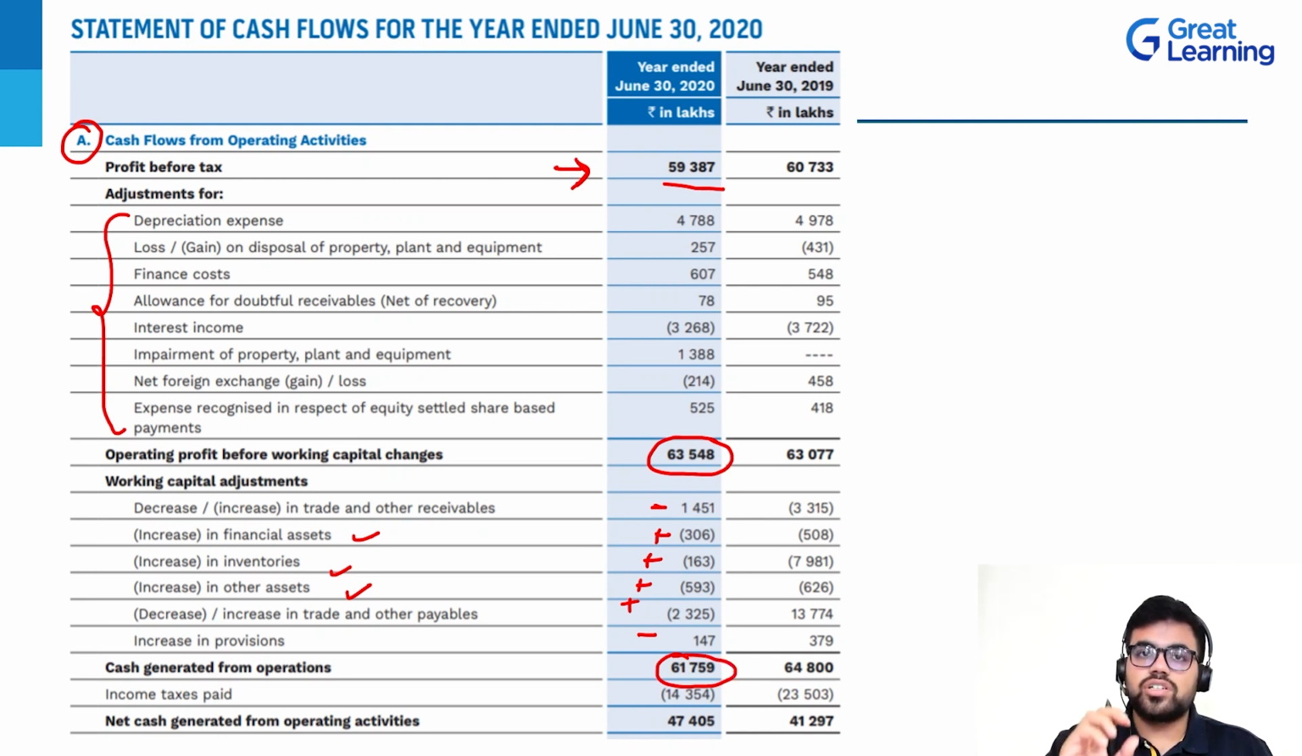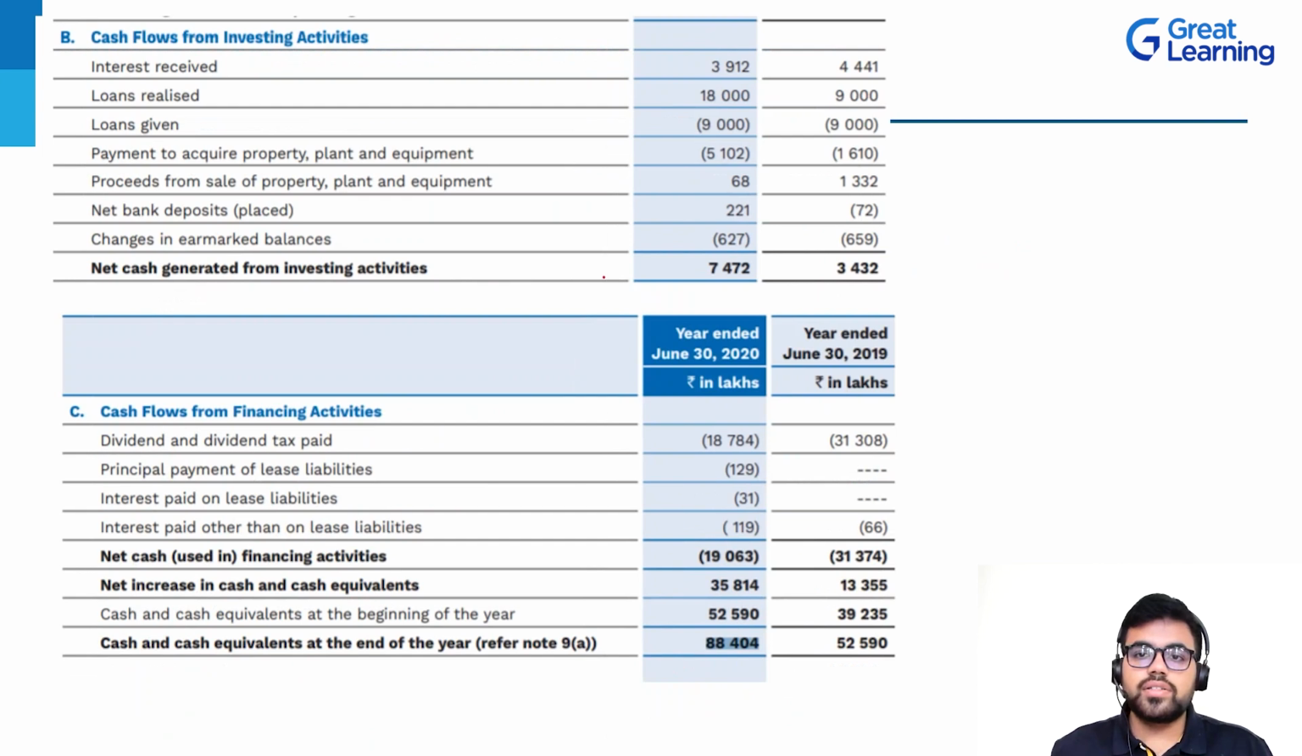Now, this is the cash generated from these operational activities. They would incur certain taxes on it. After subtracting the taxes, we get a net amount of 47,405. So this was part A. I'll just mention that, 47,405.